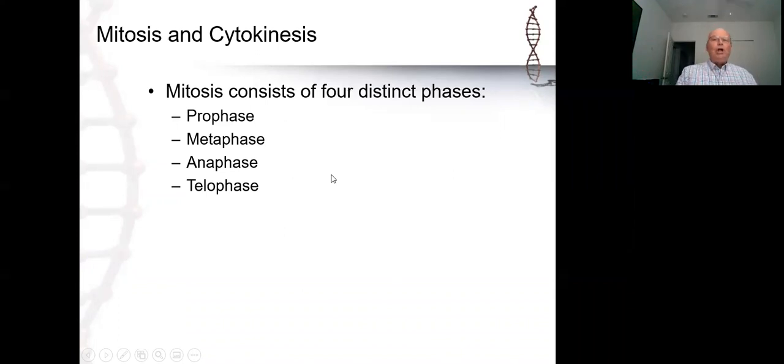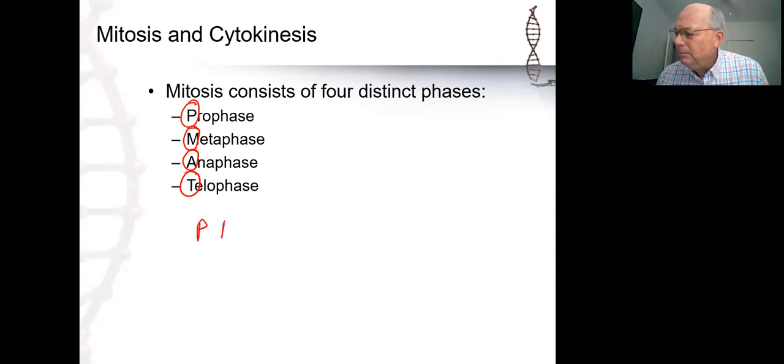So to learn the stages of mitosis, here is an easy mnemonic. Prophase, metaphase, anaphase, telophase. PMAT. So if you are struggling to try and remember the steps in order, just remember PMAT. Prophase, metaphase, anaphase, telophase. PMAT.